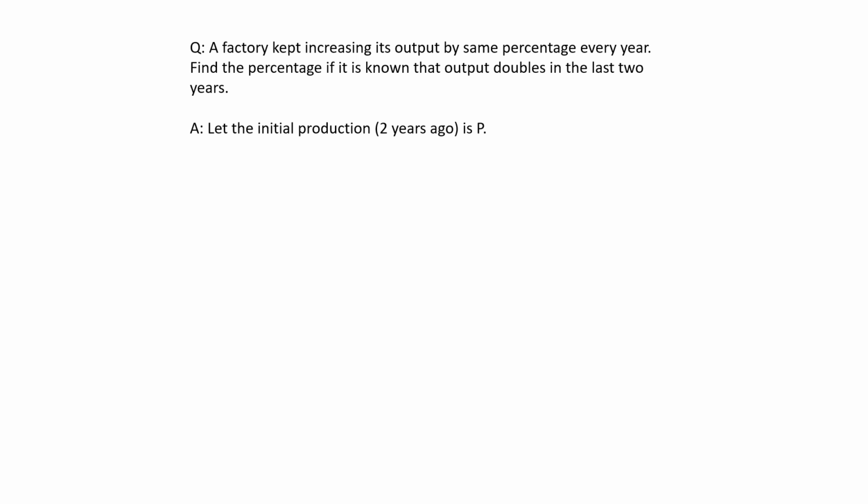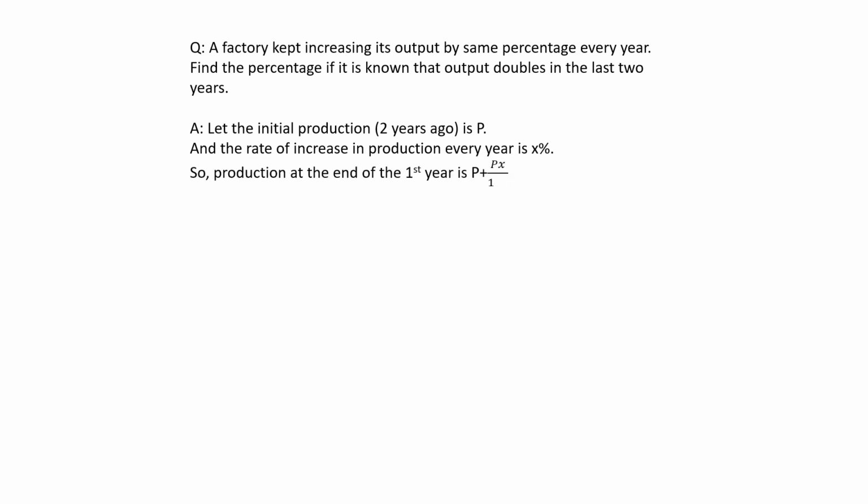Let the initial production, that means 2 years ago, be P, and the rate of increase in production every year be X percentage. So the production at the end of the first year is P plus Px by 100. That means we have taken the X percentage of P. So it is nothing but P whole into 1 plus X by 100. Now production at the end of the second year is P into 1 plus X by 100 plus Px by 100 whole into 1 plus X by 100.